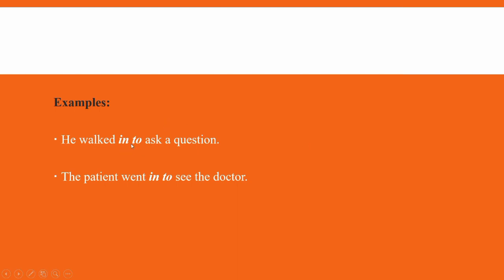Here we have just two examples. Now we realize that after the "to," which I said earlier is an infinitive marker, we have a verb. In the first example, the verb is "ask." In the second example, we have the verb "see." So: to ask and to see. "In to ask," "in to see." And I hope that's very clear here.